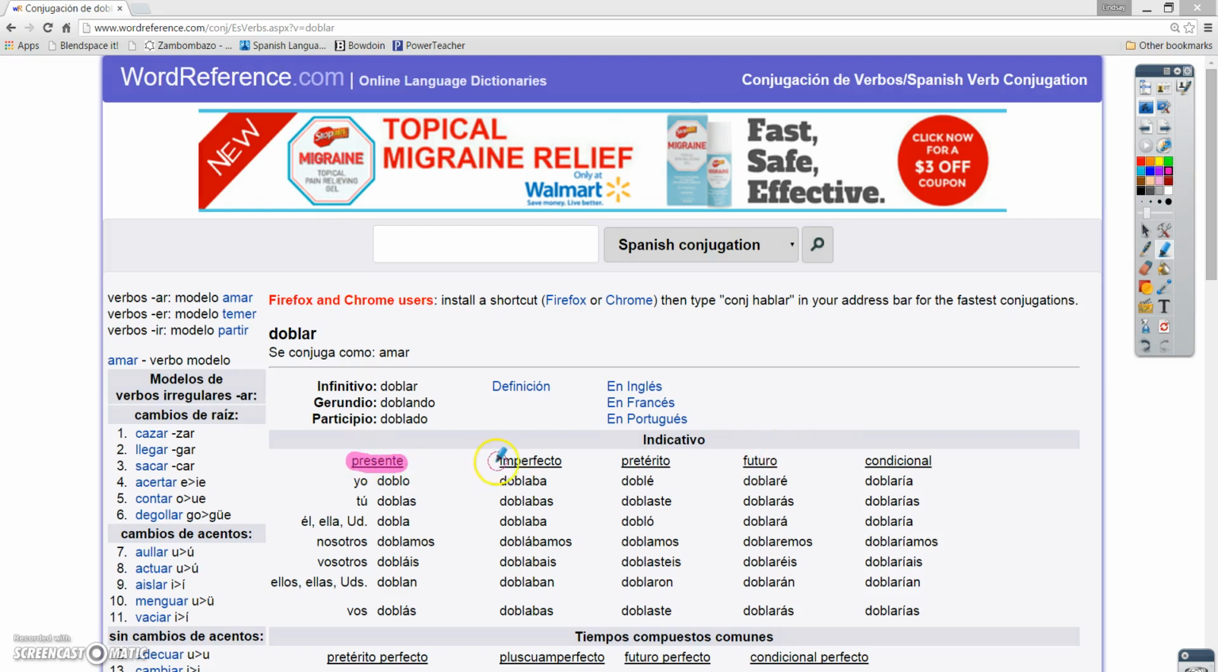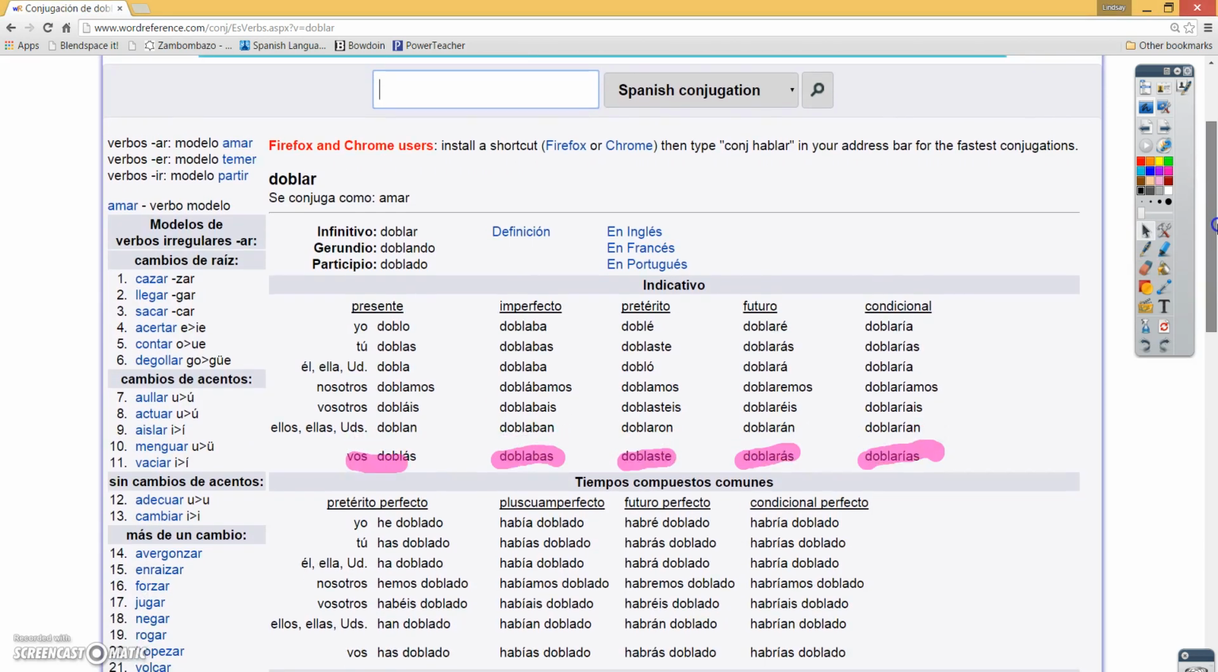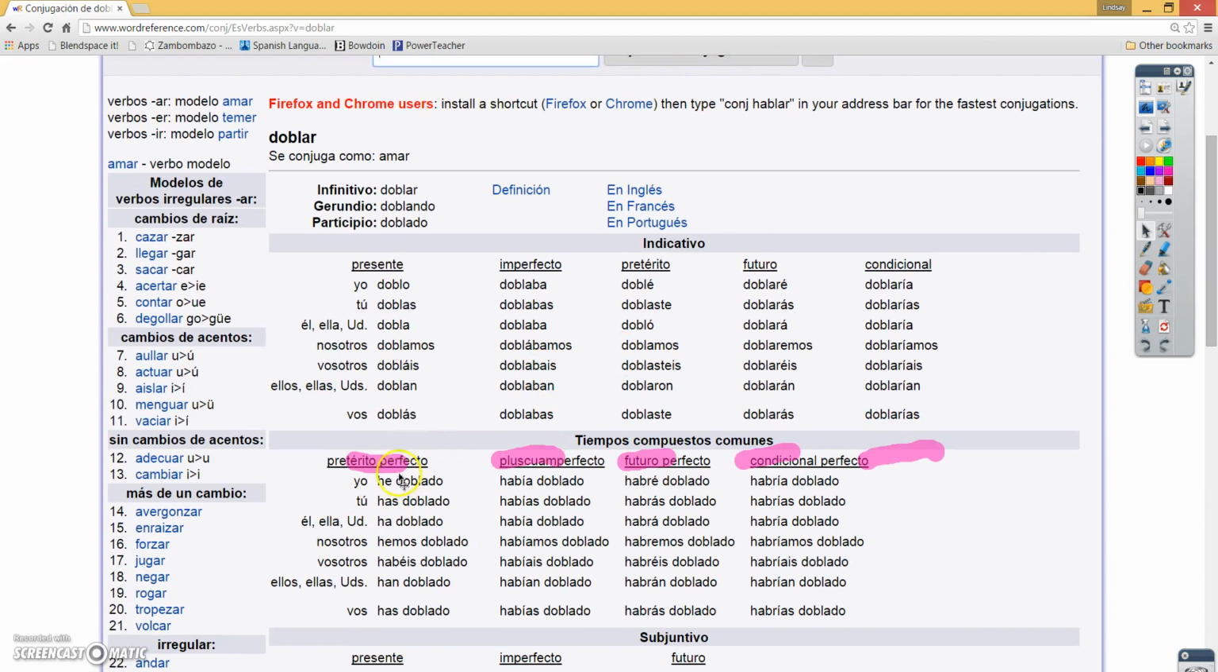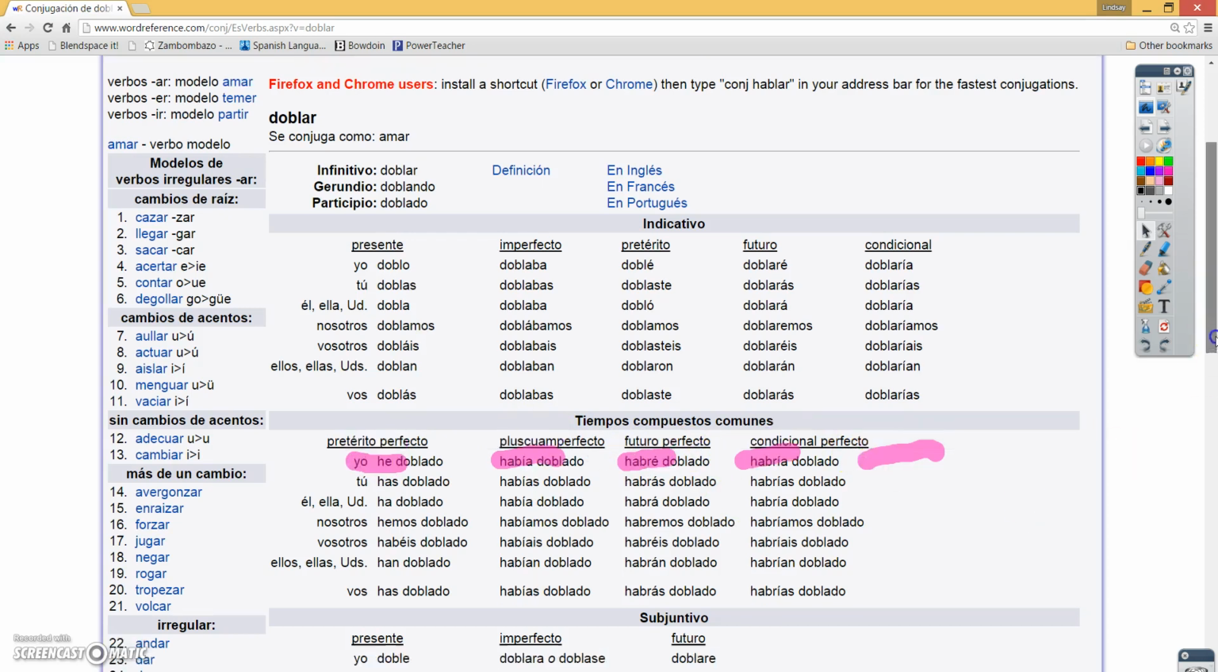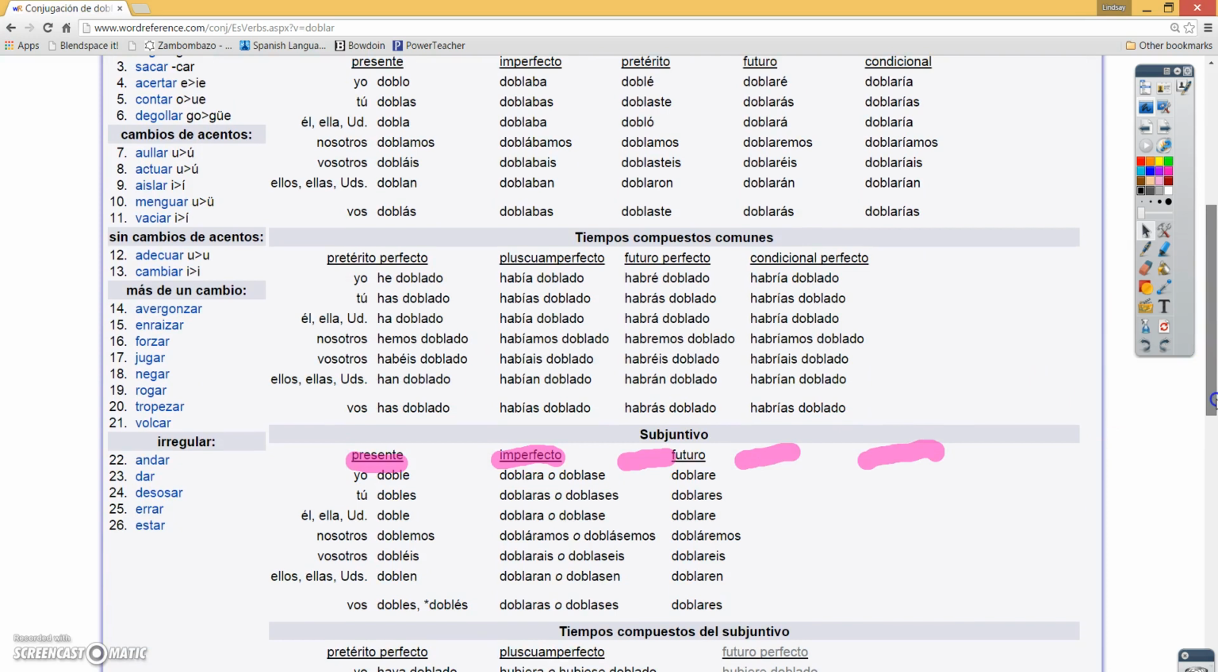the present tense conjugations, the imperfect tense conjugations, the preterite, the future, the conditional, which are things you've all learned. And then towards the bottom, the preterite perfect, which you've learned, pluscuamperfecto, which you learned, the future perfect, I don't believe you learned, and the conditional perfect, I don't believe you learned. It'll also give you the subjunctive, the present, which you have learned, the others you have not. So it will give you the conjugations, you just need to know how to use it.